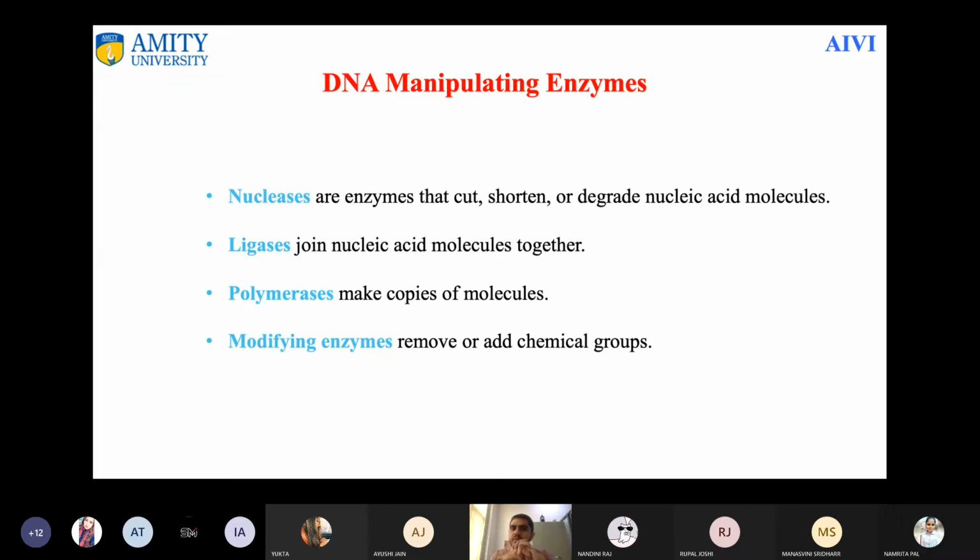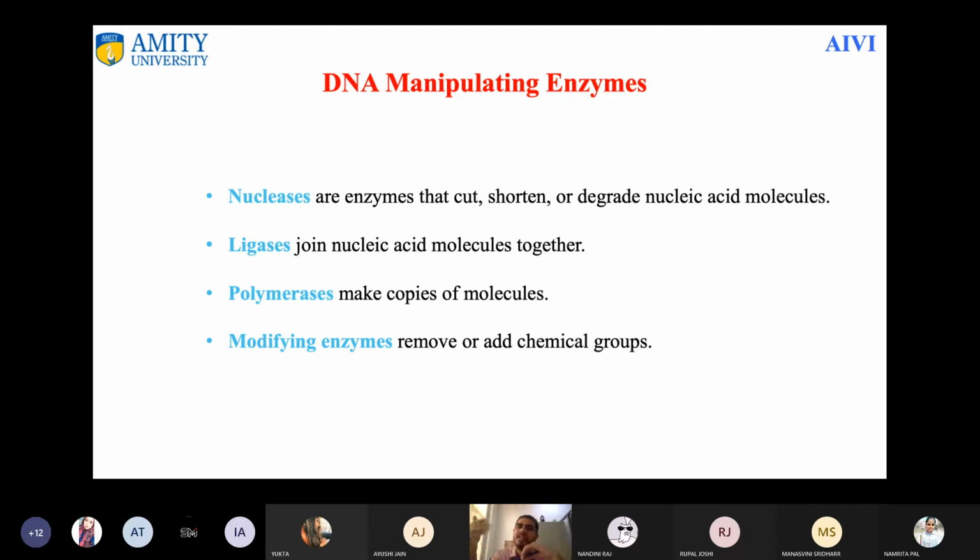The next class of enzyme that we need for molecular recombinant technology is the ligases. Ligase means joining. The job of ligase is the joining of nucleic acids together. Simply, if you have two fragments of DNA, first the nuclease breaks one and makes two, and then ligase brings the two fragments together and makes it one. This is the job of your ligase.